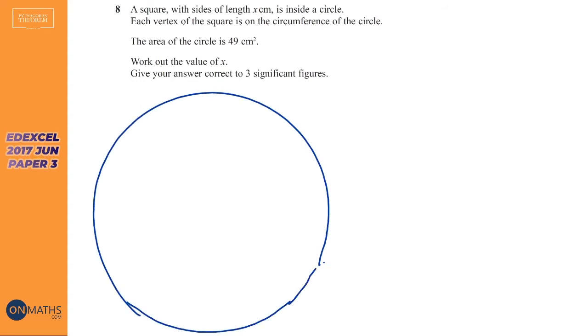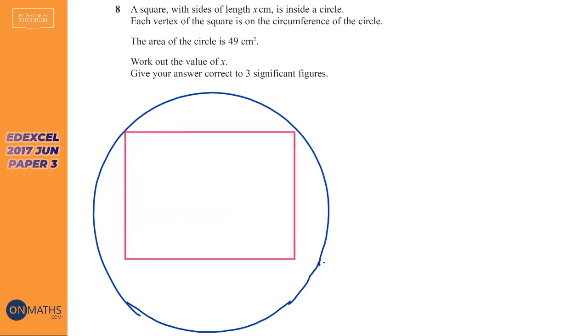Doesn't work too well. It'll do the job. Right, so we've got a square inside a circle. So let's draw that square. It doesn't have to be perfect. Something like that. Okay, so we've got a square inside a circle.